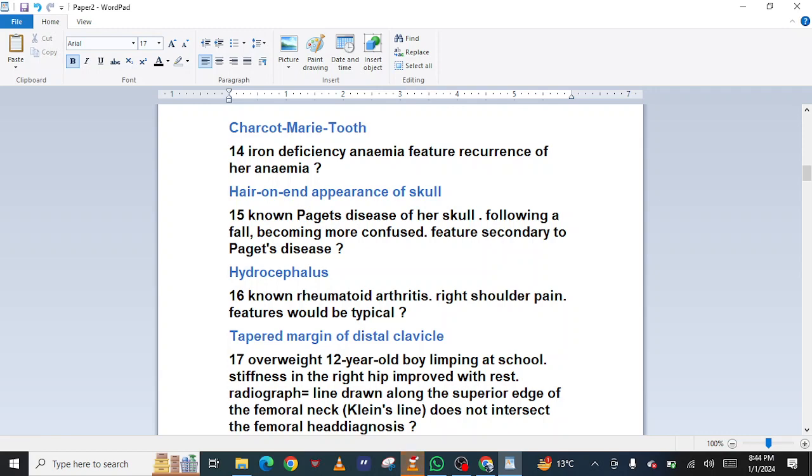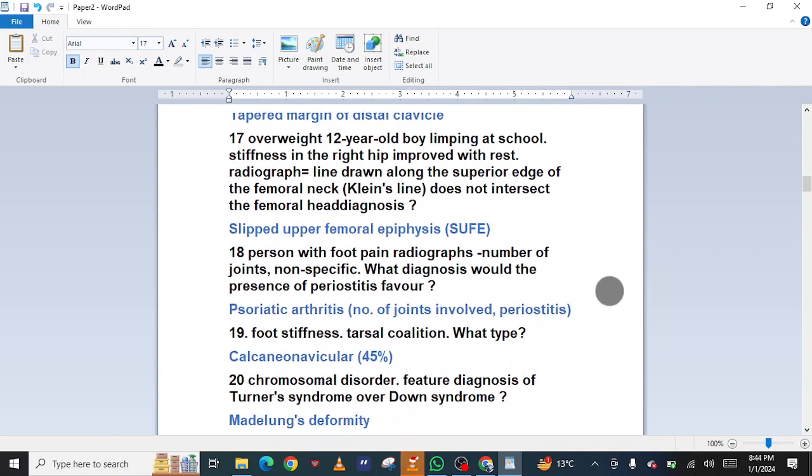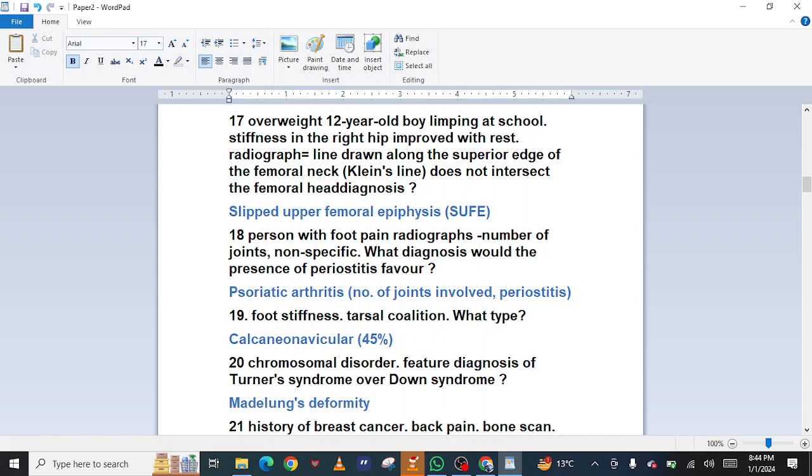17. Overweight 12-year-old boy limping at school. Stiffness in the right hip. Improved with rest. Radiograph: line drawn along the superior edge of the femoral neck. Klein's line does not intersect the femoral head. Diagnosis: slipped upper femoral epiphysis, SUFE.